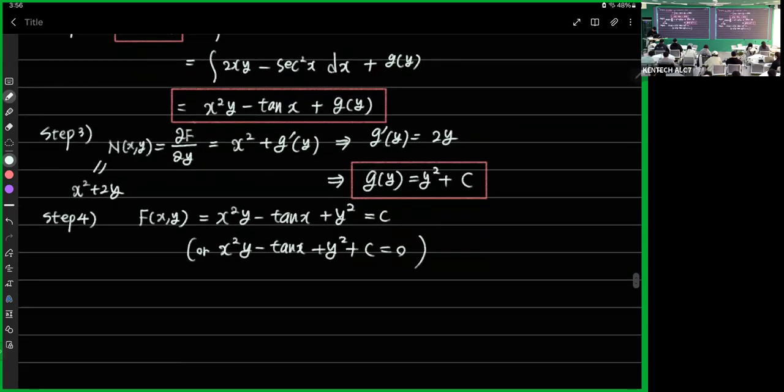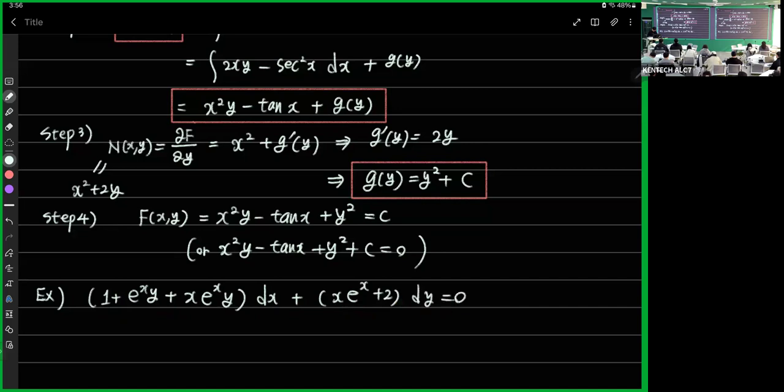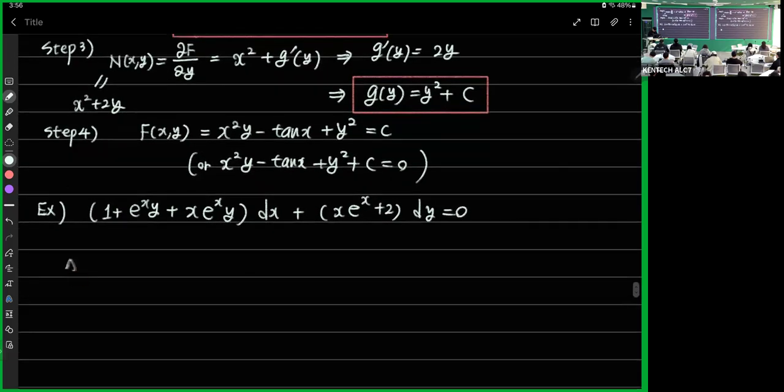Okay, so here's an example. Another example. I'm not going to solve it because we don't have time. Please solve it by yourself. 1 plus e to the x plus e to the x times y, plus x times e to the x y dx, plus x times e to the x plus 2 dy equals 0. The answer should be x plus x times e to the x y plus 2y plus c equals 0.